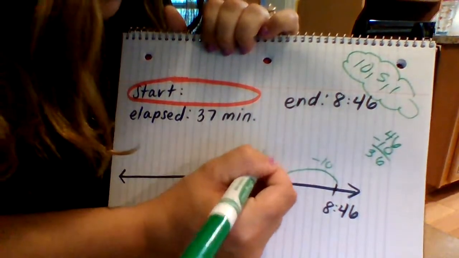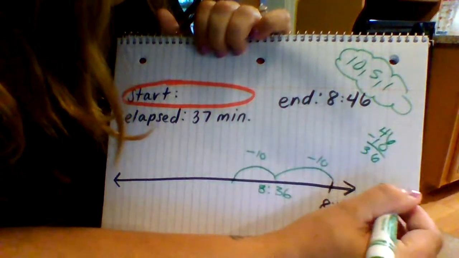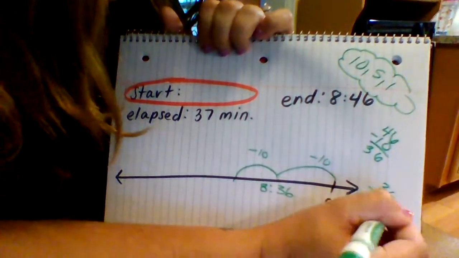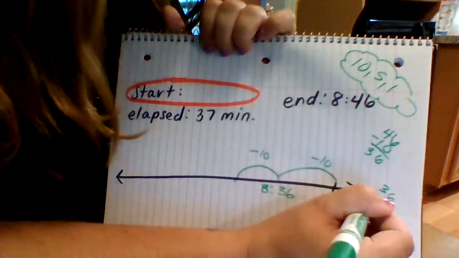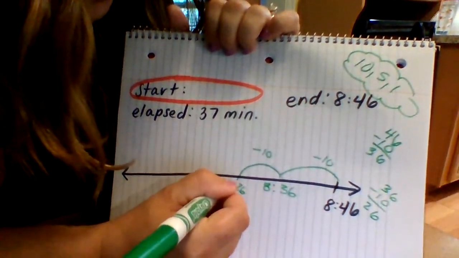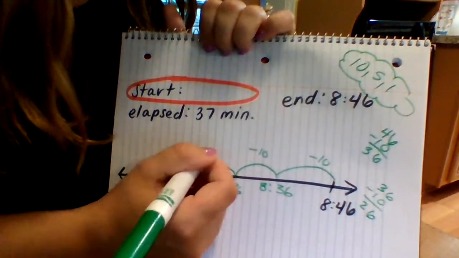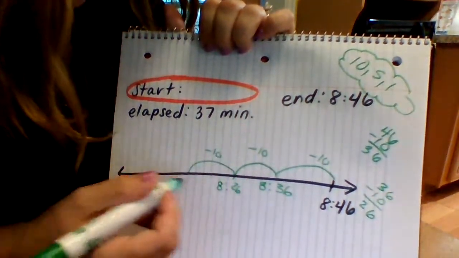Minus 10 again. Now I've got 36 minus 10. If I can't do it in my head, I'm going to do it on my paper. 6 minus 0 is 6. 3 minus 1 is 2. 26. 8:26. I've taken away 10, 20. I can take away 10 more, and I'll get 30.